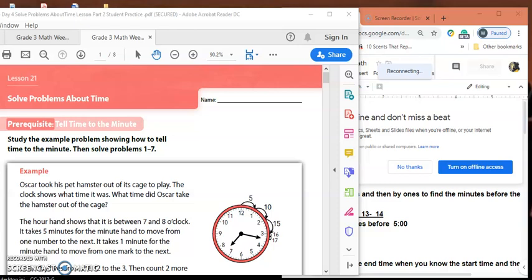Now, our vocabulary for today, for this practice, is the same as yesterday. It is elapsed time. And elapsed time, once again, is the time between a start time and end time. On yesterday, day 3, we practiced telling elapsed time by skip counting, adding, and using the number line to tell time. We skip counted forwards and we skip counted backwards.